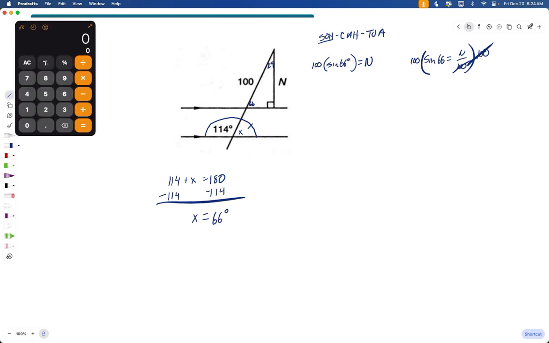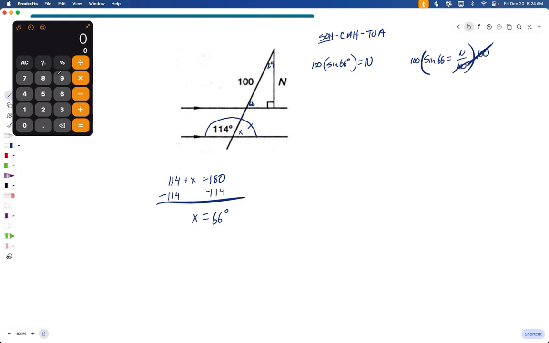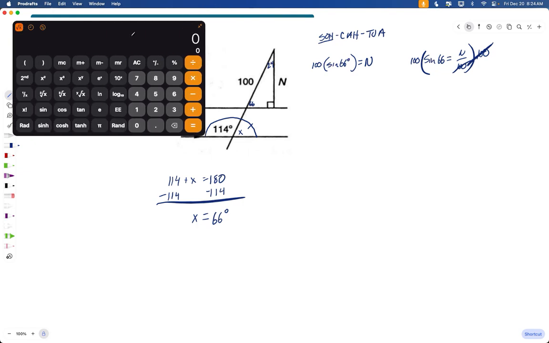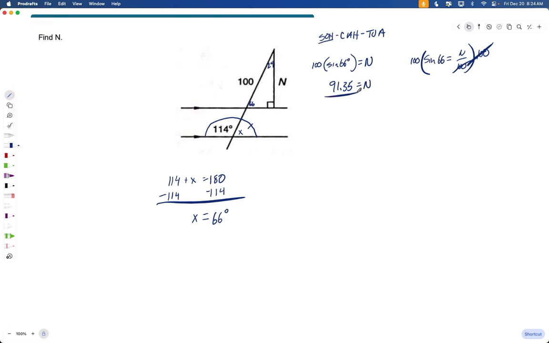So we just pull up the calculator, and we say, let's get the big one out. We say 66 sine times 100. Round that to two places. That would be 91.35 is the value, or the length of n. That's your answer. Let's look at the next one.